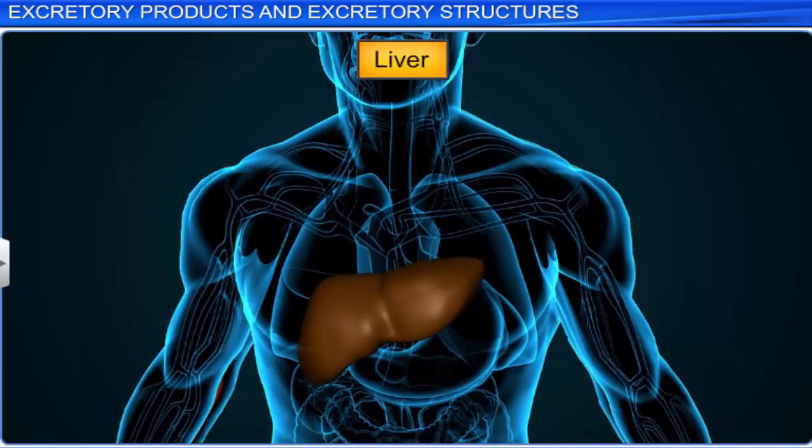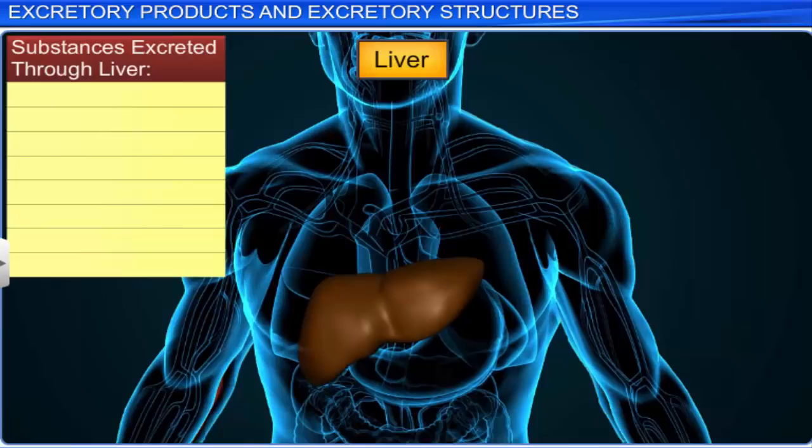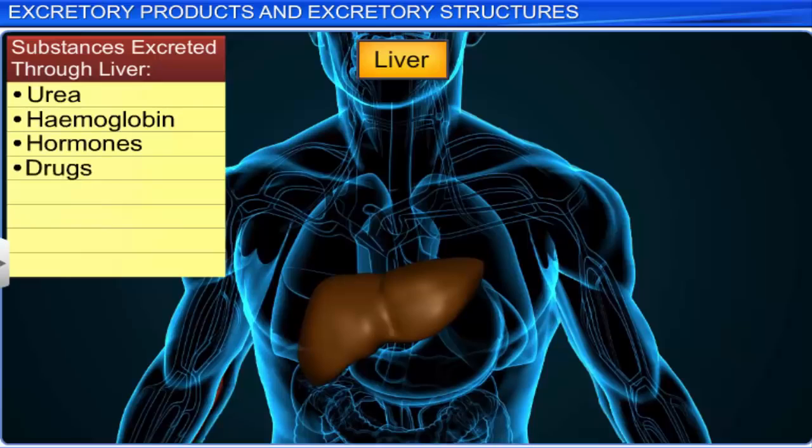It breaks down drugs and reduces their toxicity by drug metabolism. It also detoxifies ammonia and converts it into urea, which is eliminated by the kidneys. Moreover, it degrades hemoglobin, hormones, drugs and vitamins and adds it to bile as bile pigments bilirubin and biliverdin, which are then excreted through the feces.